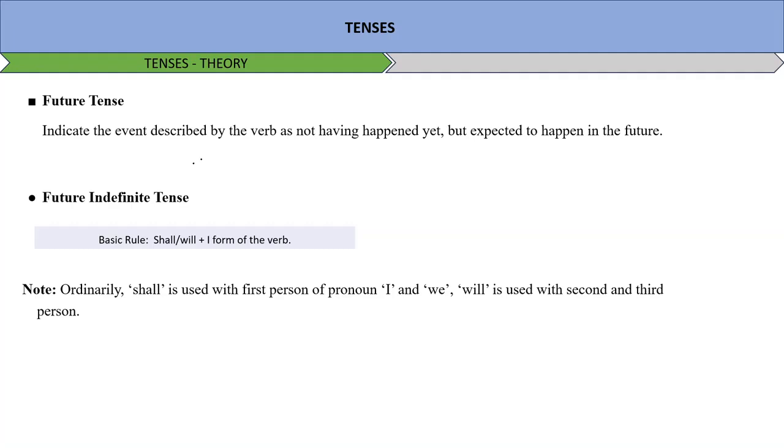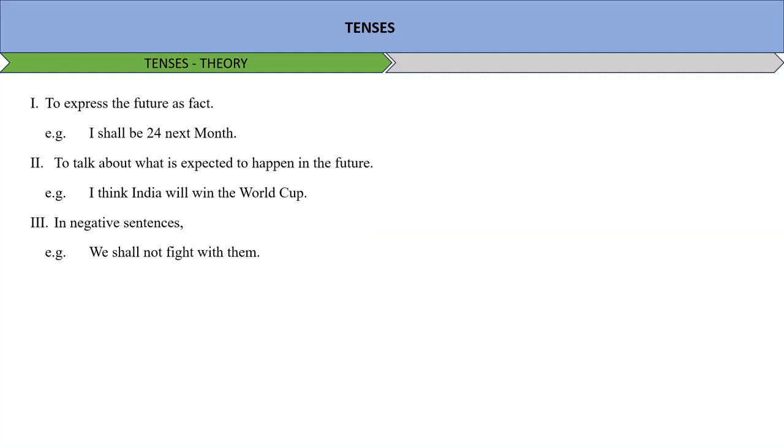Ordinarily, shall is used with first person of pronoun, whereas will is used with second and third person. Remember this: shall always with first person, singular and plural, and will always with third person and second person. So to express the future as fact, I can use simple future. I shall be 24 next month. It's a fact that I will be 24 next month, right?